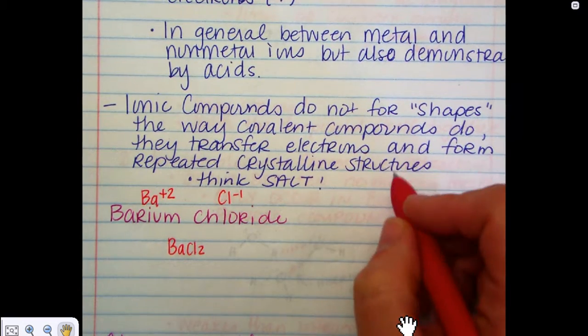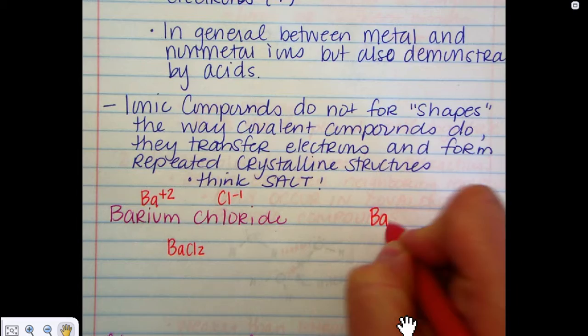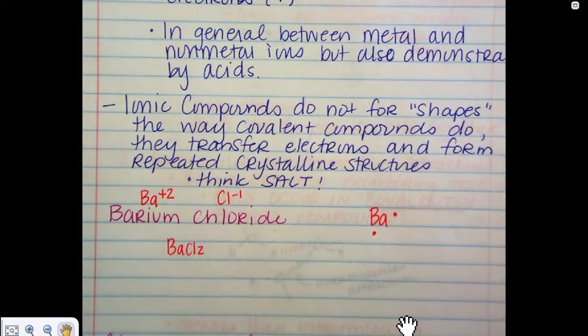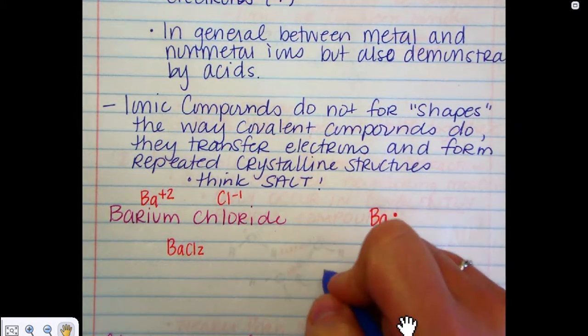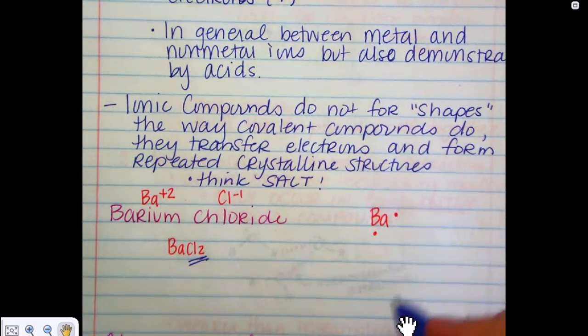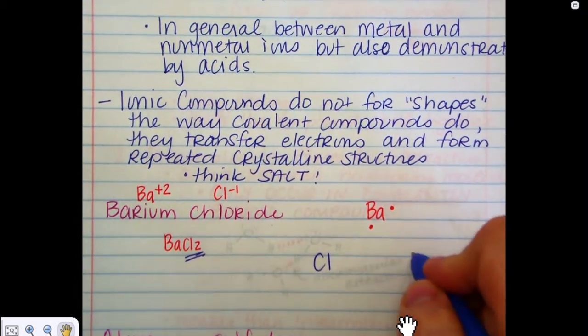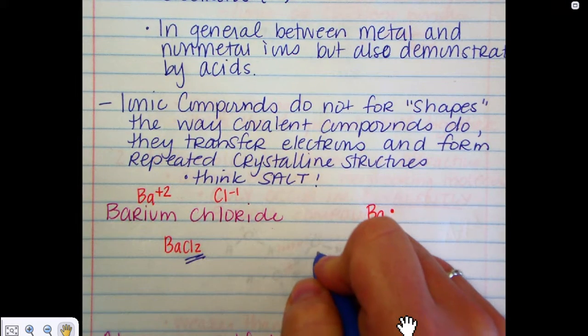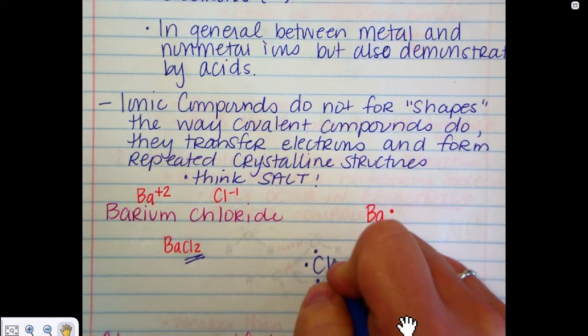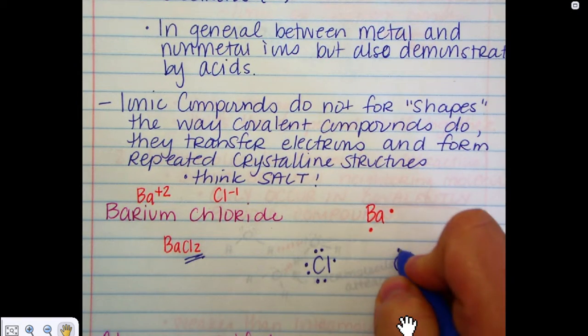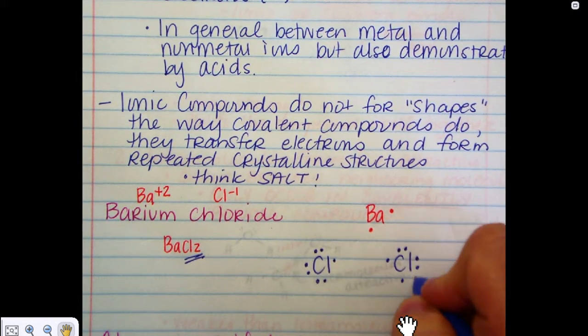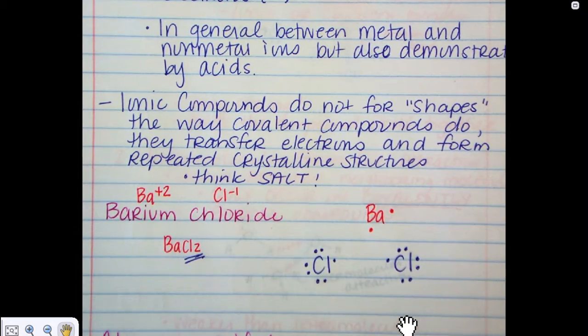So how do I draw that? Easy. Barium. It's in the 2A column. I know it gets 2 dots. 1 dot, 2 dots. Okay? Chlorine. I've got Cl2 in my formula, so I'm going to draw 2 of those. And each of them gets 7 dots, right? So 1, 2, 3, 4, 5, 6, 7. 1, 2, 3, 4, 5, 6, 7. So how do I show barium giving up 2 electrons to become barium +2 and chlorine receiving electrons becoming Cl-1?